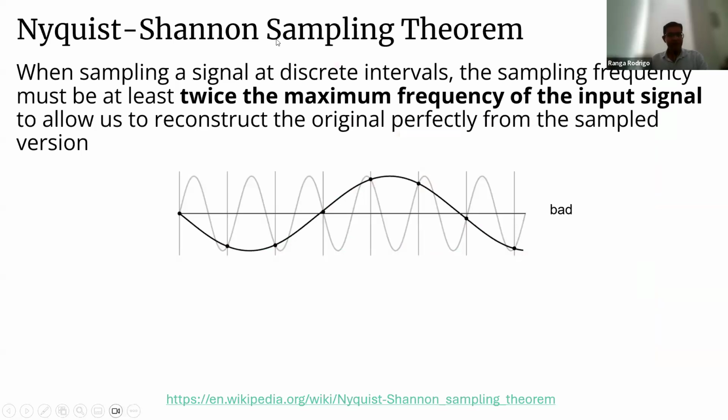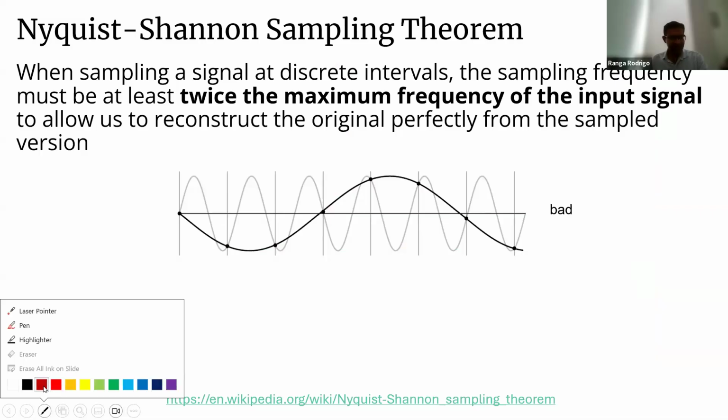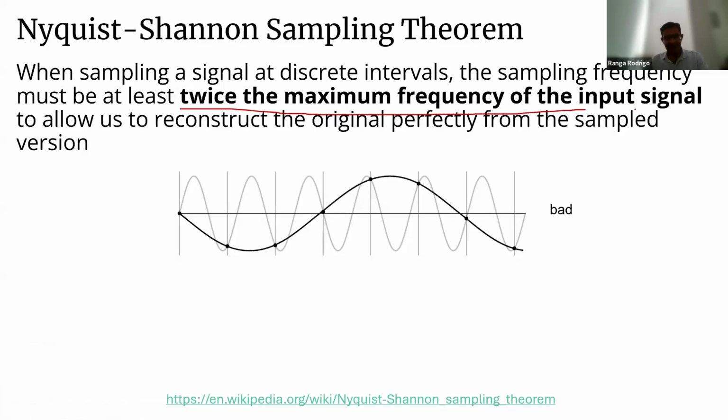So we know the Nyquist-Shannon sampling theorem. When we sample a signal at discrete time intervals, the sampling frequency must be at least twice the maximum frequency of the input signal to allow us to reconstruct the original signal perfectly from the samples. I think this is a basic thing that we learn, right? If you take this gray signal, sampling has happened here, here, and so on. This is not twice the frequency of the gray signal. Therefore, when you reconstruct, you can draw this black signal there, which is entirely incorrect.